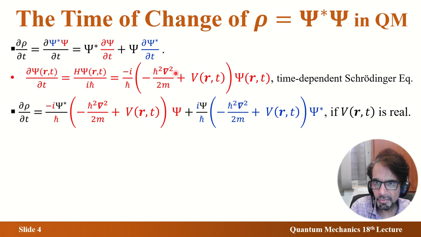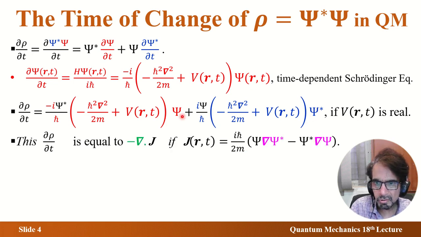Complex conjugate here also: iota, minus iota becomes plus iota, and del square. You will have V star. Now, if V is real, V is potential energy. The whole plan of this lecture is valid only if potential energy is real. So you don't have V star. Psi you had star, and that's there.